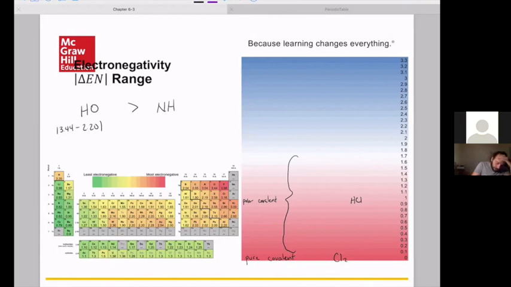This would give us a value of 1.24. If we did the same thing for nitrogen, it would be 3.04 minus 2.20, which, if my mental math is right, would be 1.04. So we can see by performing that calculation that indeed the OH bond is more polar than the NH bond. Okay, so anyway, that's how we can quantify polarity within a bond, by calculating the difference in the electronegativity of the two atoms.